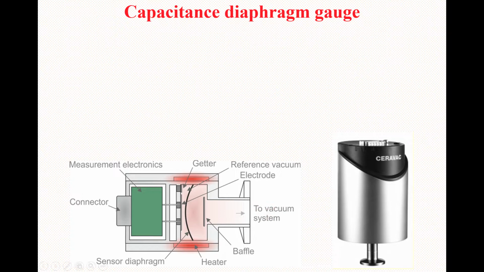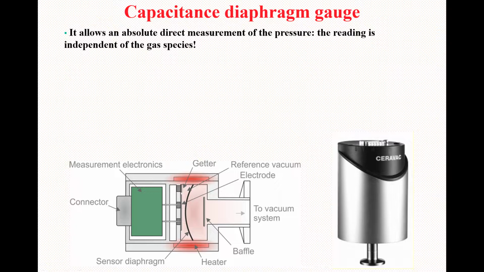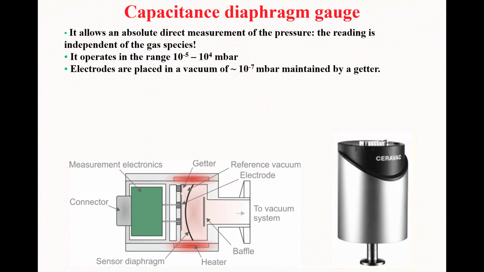So let's start our formal discussion about the capacitive diaphragm gauge. What is the capacitive diaphragm gauge and how can we utilize it? It's basically a form of gauge which allows an absolute direct measurement of the pressure. That is, the reading is independent of the gas species. It operates in the range of 10 raised to power minus 5 to 10 raised to power 4 millibar.